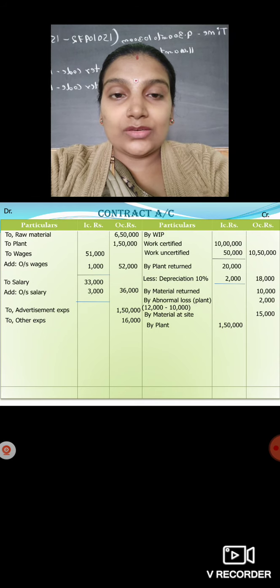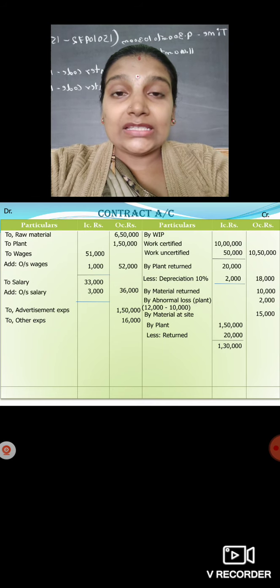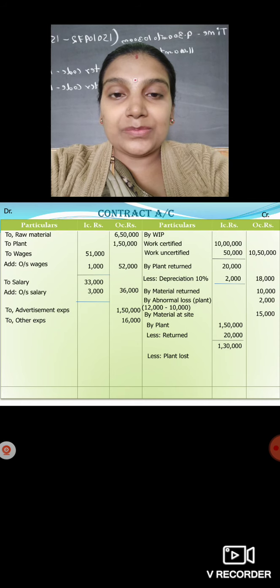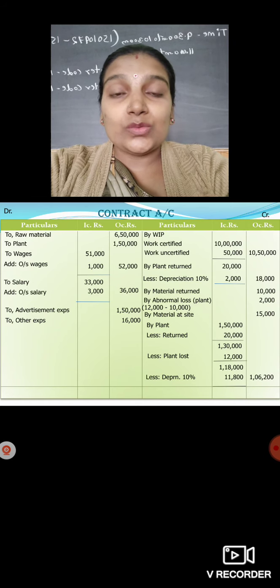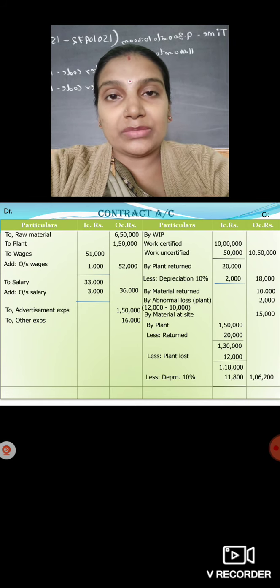Then plant, what is the opening value? 1,50,000 less returned 20,000, so we get 1,30,000, less plant lost 12,000, so the balance is 1,18,000. On this you calculate 10% depreciation, which is 11,800. The balance is 1,06,200, the closing balance of plant.